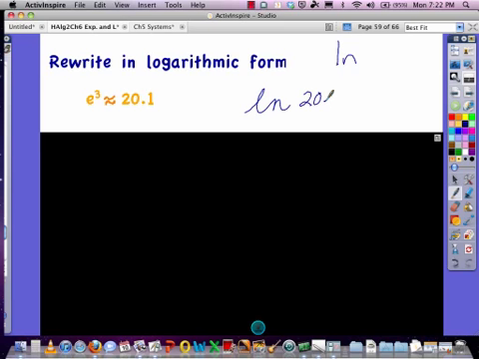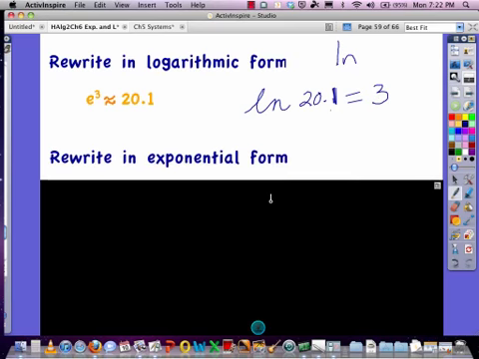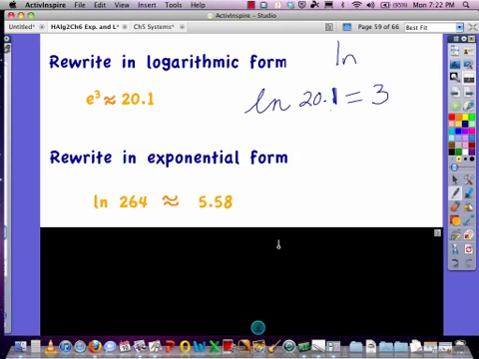So the ln of 20.1 is equal to 3, or is approximately equal to. So if I give you something in ln form, natural log form, you should be able to write it exponentially. So as soon as you see ln, what are you thinking? Base e. Good. So from here, I need my base, e, to my exponent.